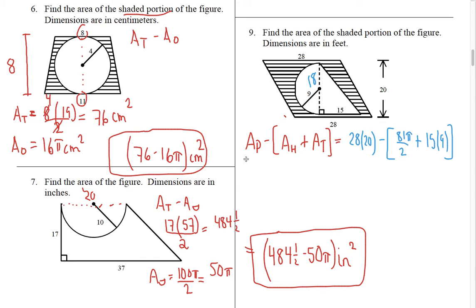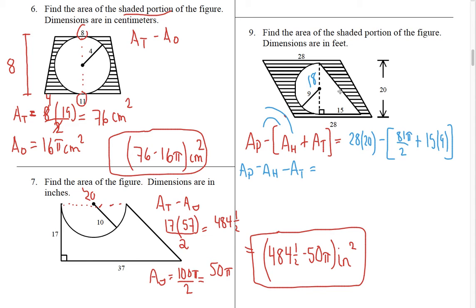And by the way, I wanted to mention another way of doing this. This is basically the parallelogram minus the sum of the half circle and the triangle. But another way to write this, if you distributed the negative sign, is the area of the parallelogram minus the area of the half circle minus the area of the triangle. So these are the same. Just wanted to mention that in case you think that approach makes more sense.